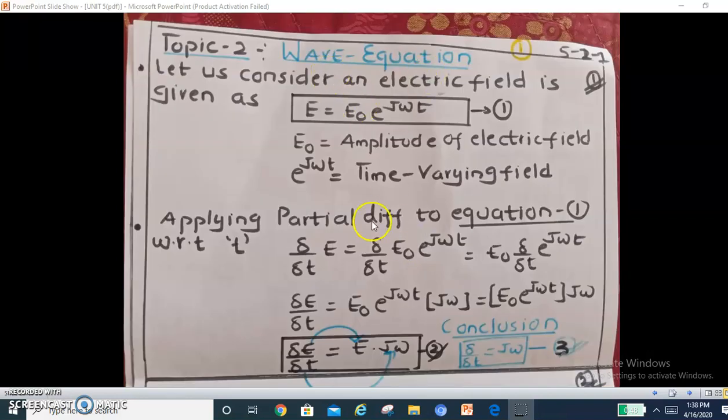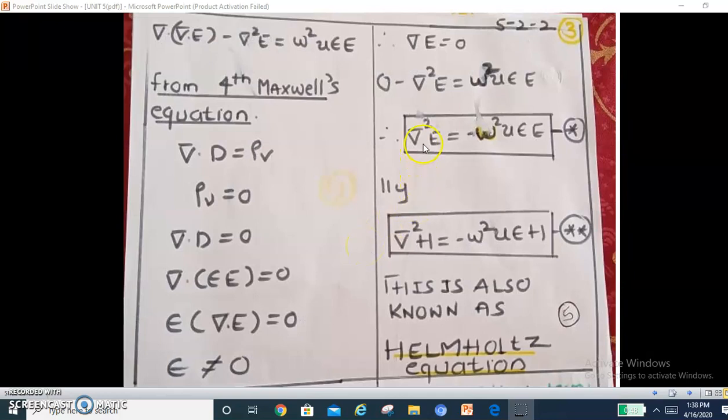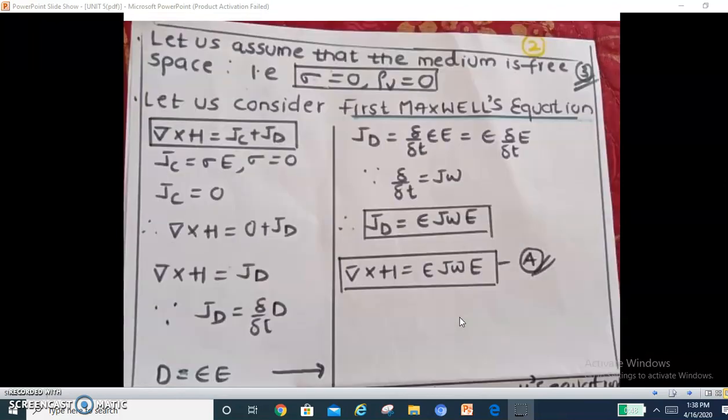In the wave equation, our main goal is to find the relation between del square E and E, or del square H and H. Here E and H are the electric field and magnetic field. Once we get these two derivations, then we can say that this is a wave equation, and sometimes it's also called the Helmholtz equation. So let us begin these two derivations from the basics.